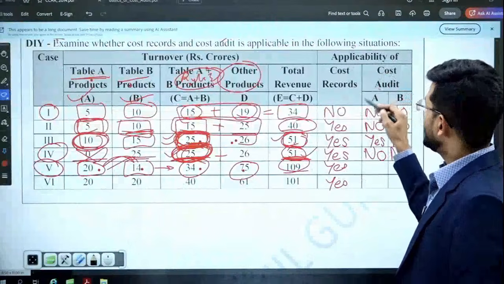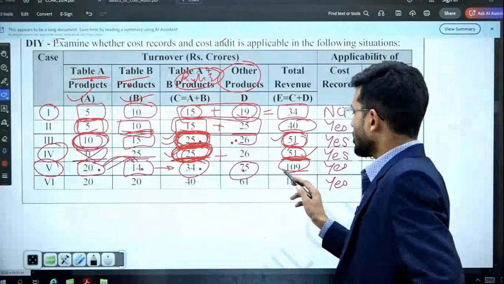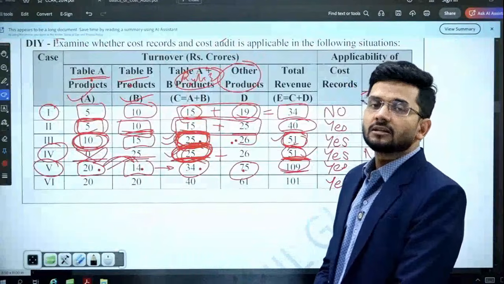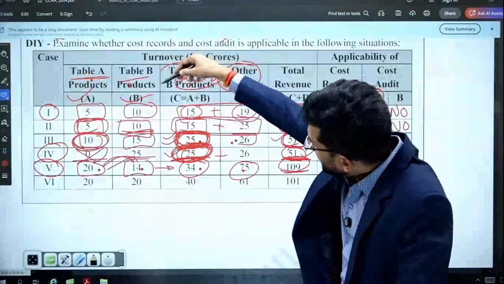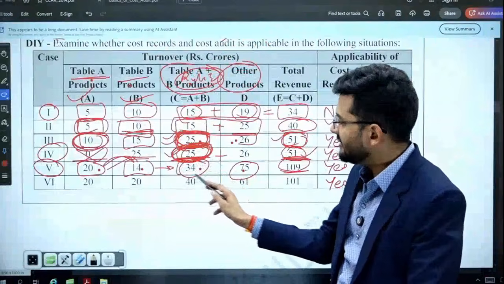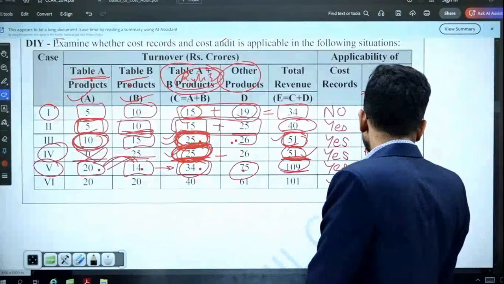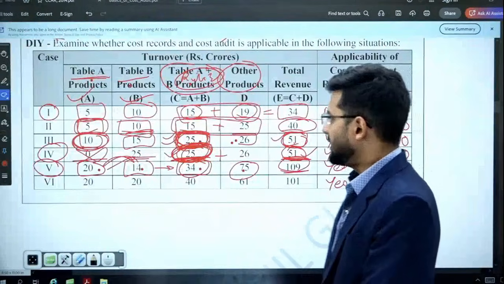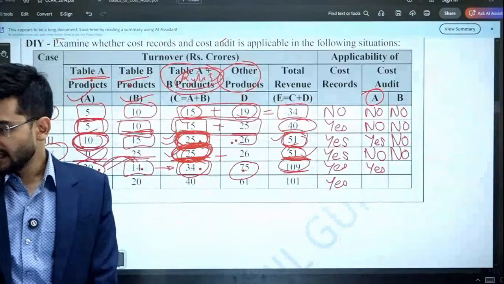Now let's analyze product A whether cost audit is applicable or not. Number one condition, overall turnover of the company should be 50 crore or more. Is it crossing? Yes. Condition number 2, the table A plus B product turnover should be 25 crore or more. Is the condition applicable? Yes, very much applicable. So product A cost audit is a yes.